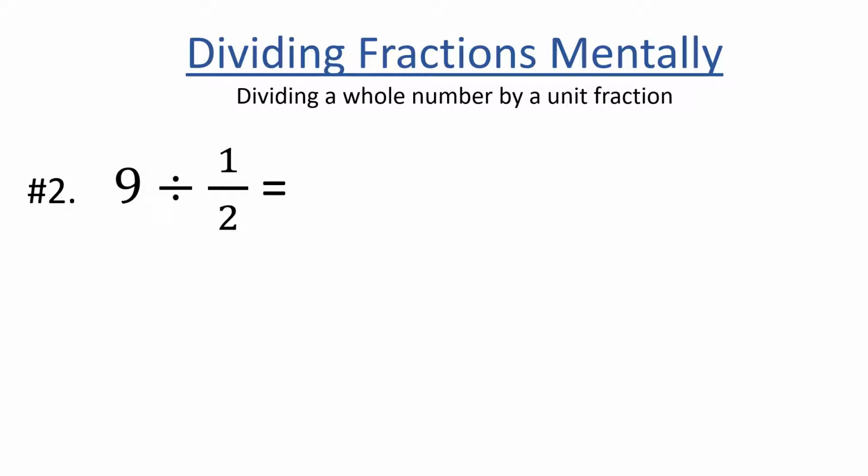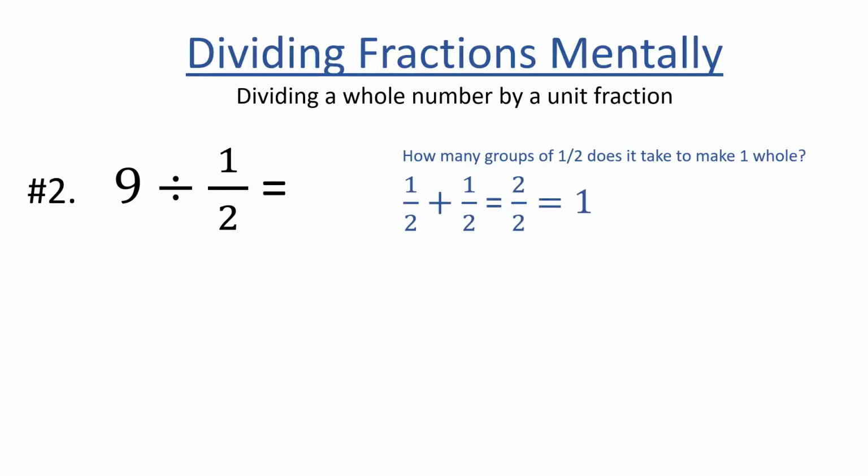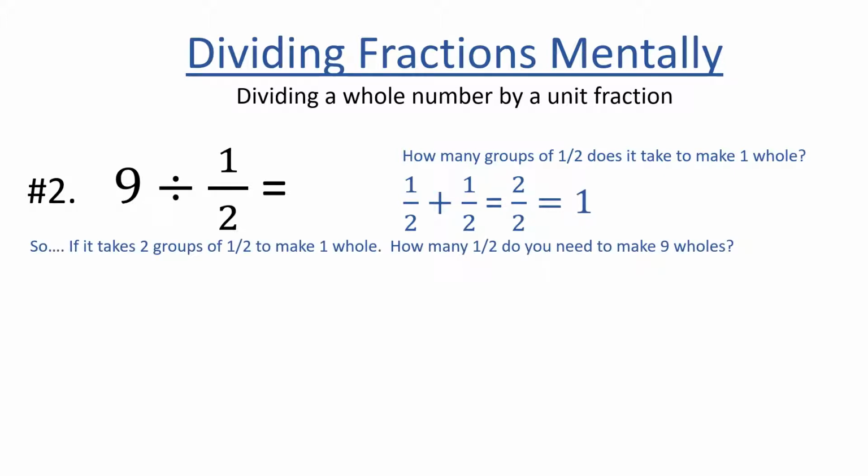Let's take a look at problem number 2, 9 divided by 1/2. We are trying to figure out how many halves will fit into 9. So let's start with the question, how many groups of 1/2 does it take to make one whole? If you answered 2, you are correct. 1/2 plus 1/2 equals 2 halves, which equals one whole. Think about it. If it takes 2 groups of 1/2 to make one whole, how many halves do you need to make 9 wholes?